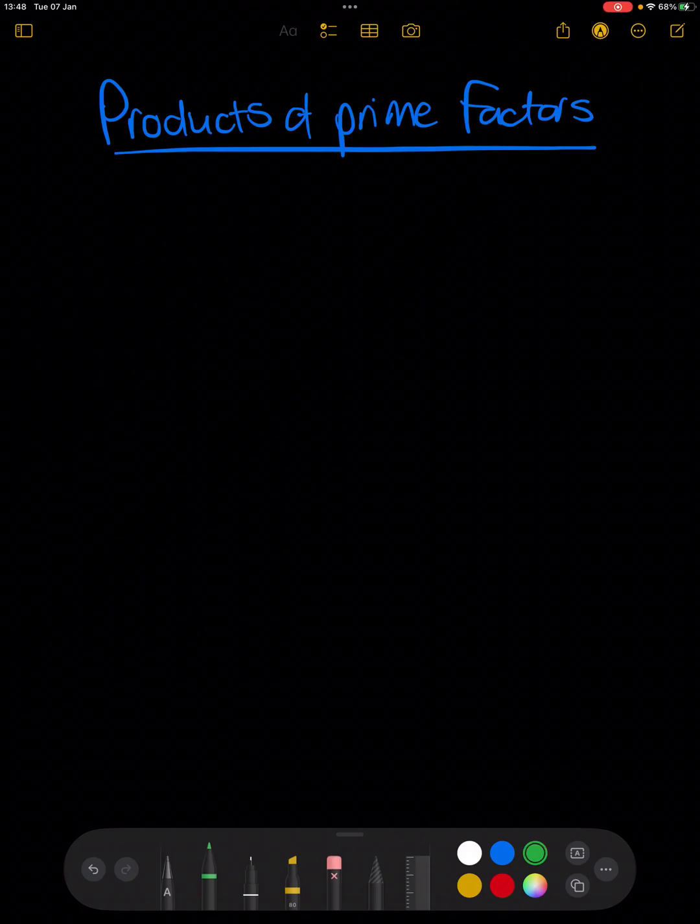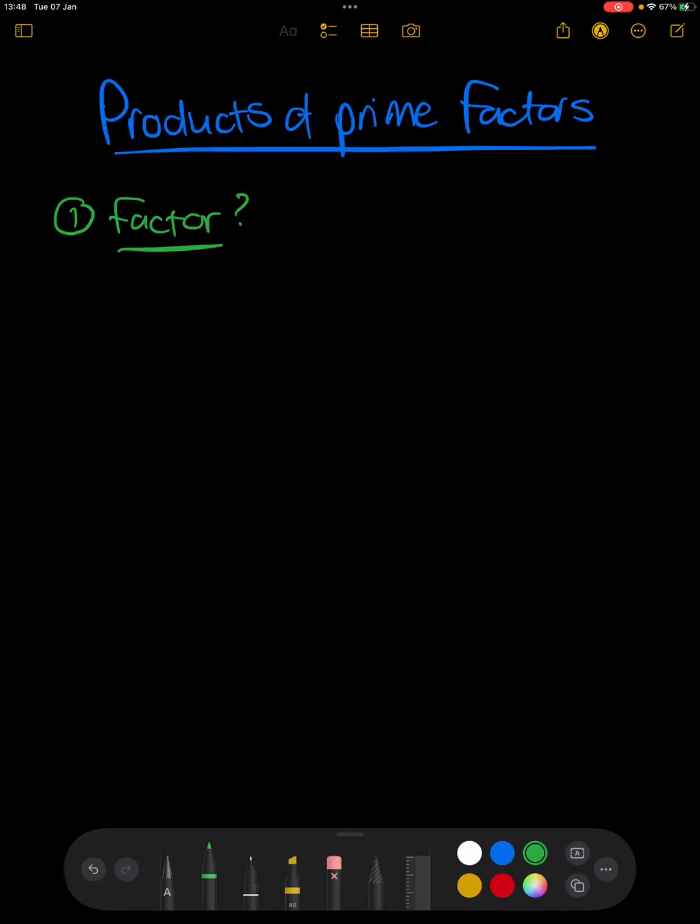Hey guys, today we're going to be looking at products of prime factors. So in order to understand products of prime factors a little bit better, the first thing I'd like to recap with you guys is what is a factor? A factor is a number that can divide into another number.